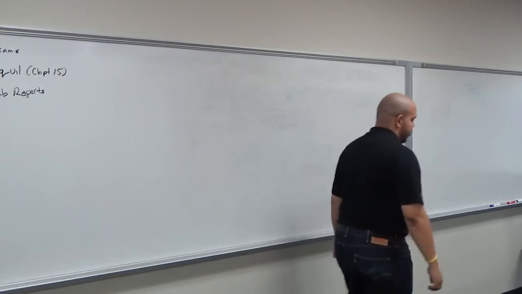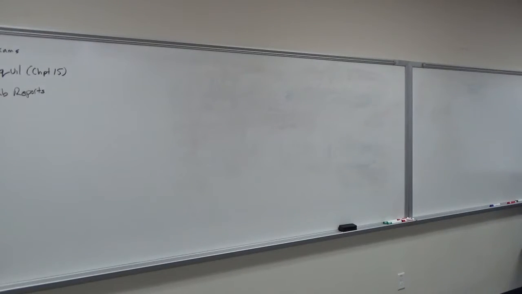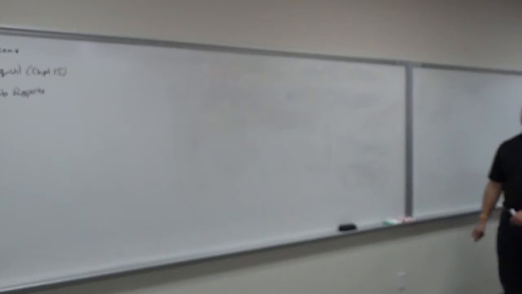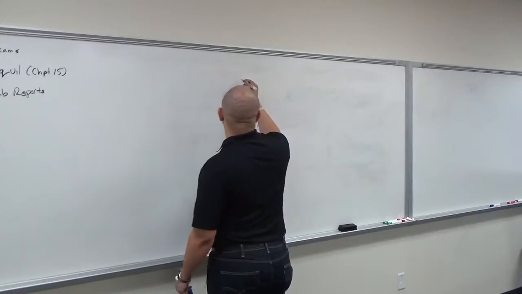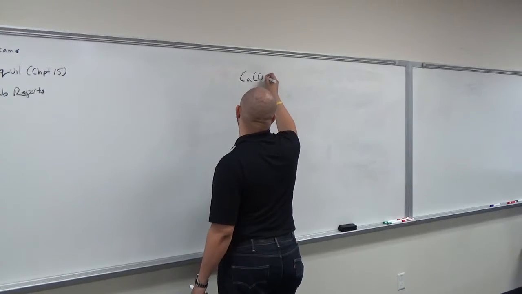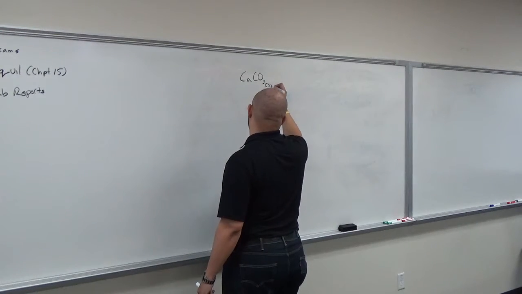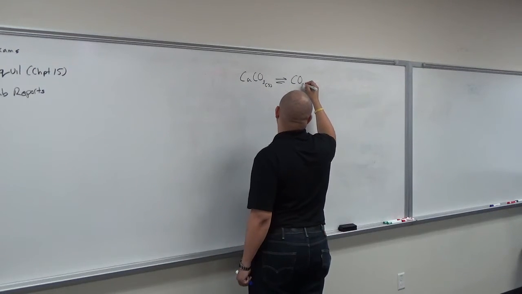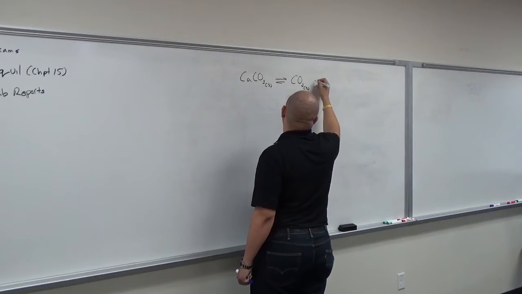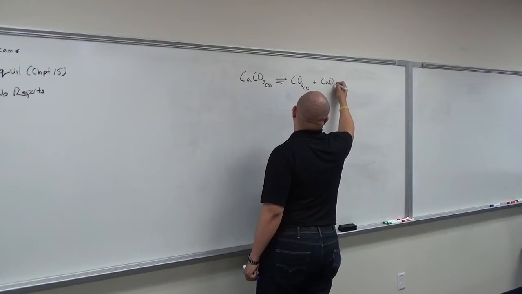So, for the example that they use, the decomposition of calcium carbonate. If you look at that decomposition, we have calcium carbonate, which is a solid. Anybody know what that's called? It has a common name.